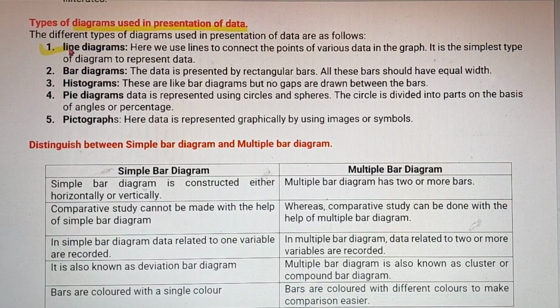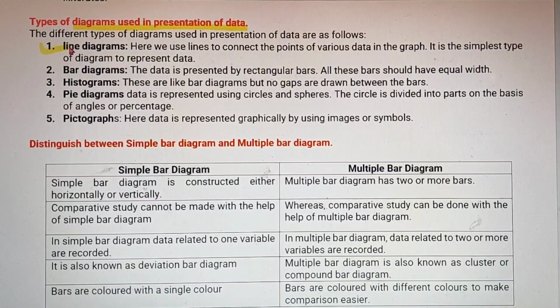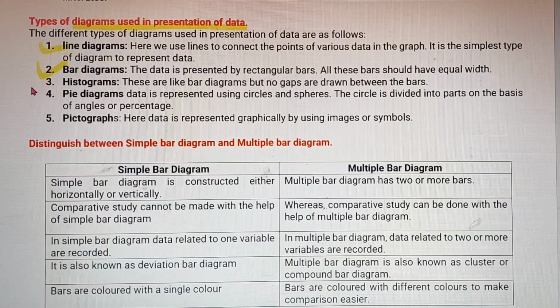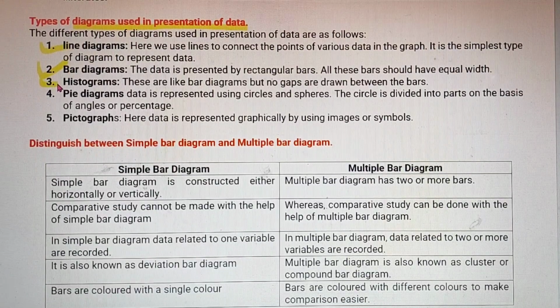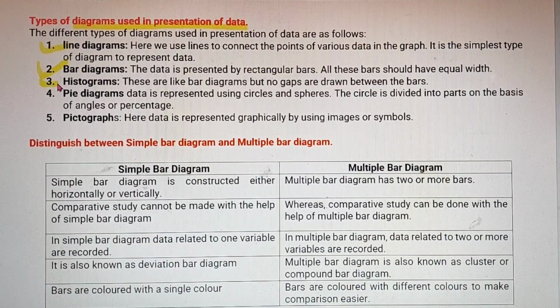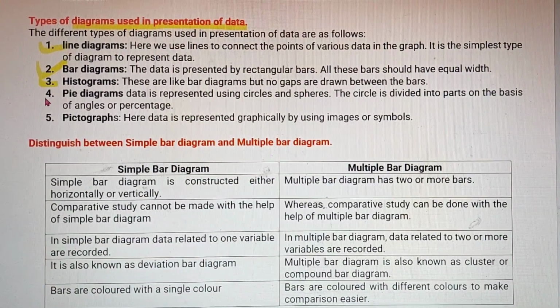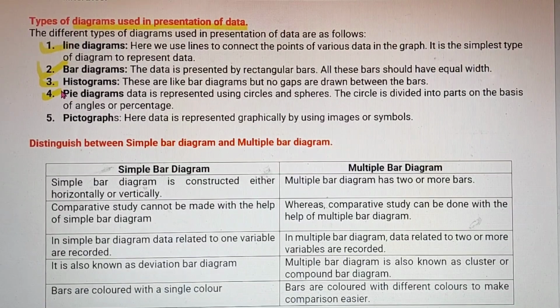In a simple diagram, by dint of line we present the data. In bar diagrams we draw bars or columns. A histogram is an extended form of bar diagrams, only the bars are compact. There are no gaps between the bars. In a pie chart we generally represent the data in the form of a circle, and each part of the circle is divided into degrees, so like that.